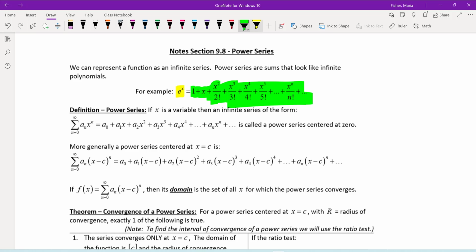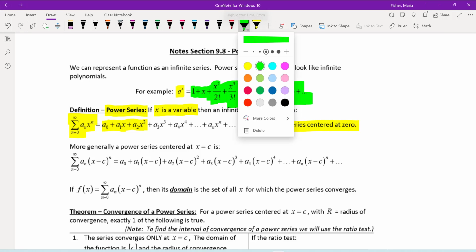Now, a power series is a series in this form: the sum from n equals 0 to infinity of a sub n times x to the n, where x is a variable, and that expands out as a naught plus a sub 1 times x plus a sub 2 times x squared, etc. And this is a power series centered at 0.